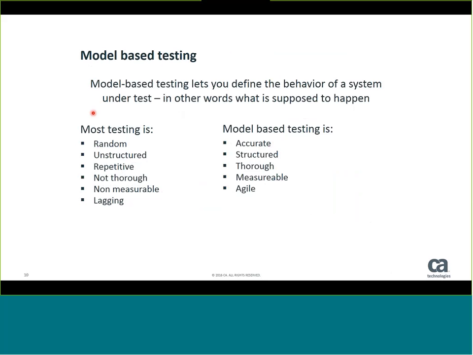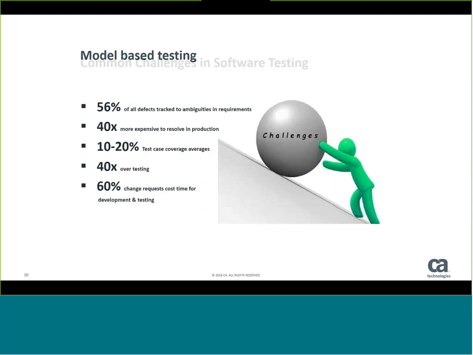With model-based testing, you can actually reduce that because it's structured and it's accurate and it's measurable. But the big thing is that it's following Agile as well. With most testing as it is right now, it's just random, it's unstructured, it's repetitive. Sometimes it's not even measurable, and it's lagging behind where the application is going. By using ARD, you can actually be working in concert with what the developers are working on and follow through in how all this is happening.